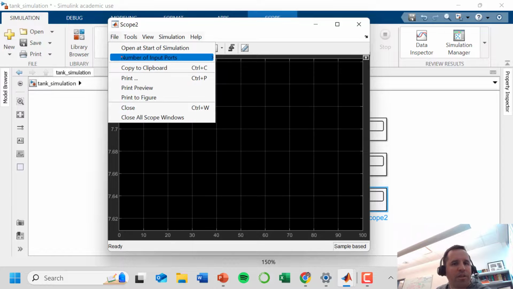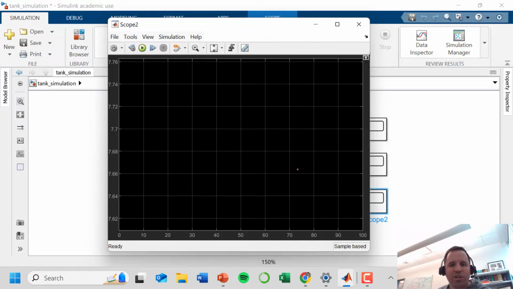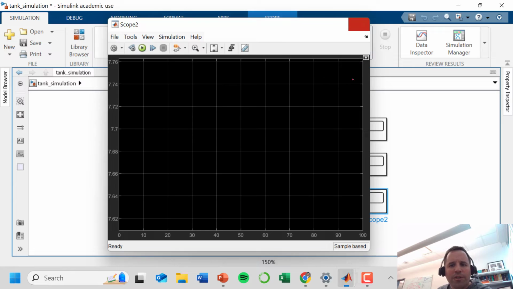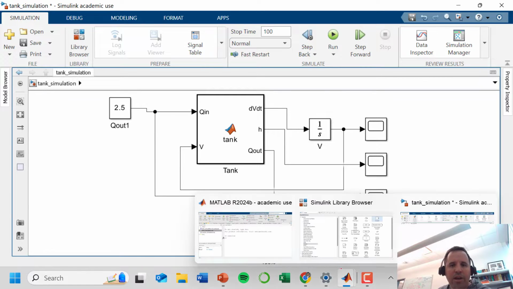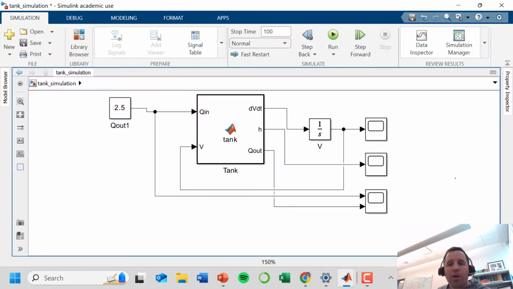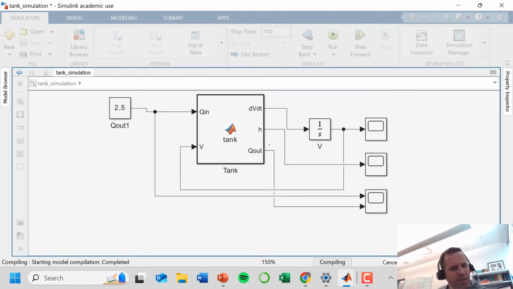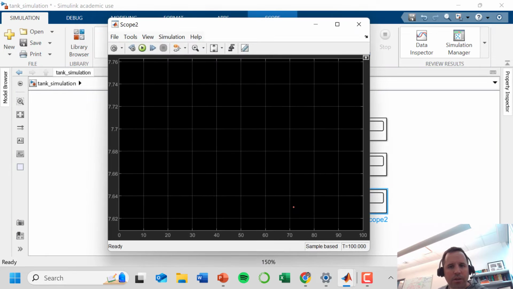If I go up to the scope and go to number of input ports and change that to 2, I find it useful to plot similar variables on the same plot. So we can use this first slot to plot our inflow, and we can use this second slot to plot our outflow. And what you should see is that eventually, when you reach steady state, because the volume is no longer changing, Q in and Q out should become the same. So let's see how that plays out.